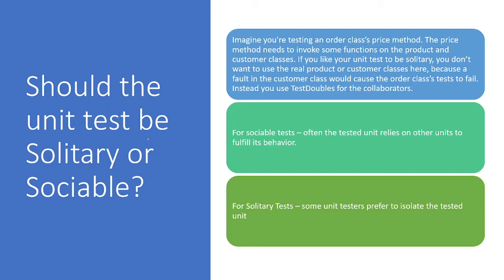Should the unit test be solitary or sociable? Imagine you're testing an Order class's price method. The price method needs to invoke some functions on the product and the customer classes. If you like your unit test to be solitary, you don't want to test the real product or customer classes here, because a fault in the customer class would cause the Order class's test to fail. Instead, you use test doubles for the collaborators. For sociable testing, often the tested unit relies on other units to fulfill its behavior. And for solitary tests, some testers prefer to isolate the tested unit.